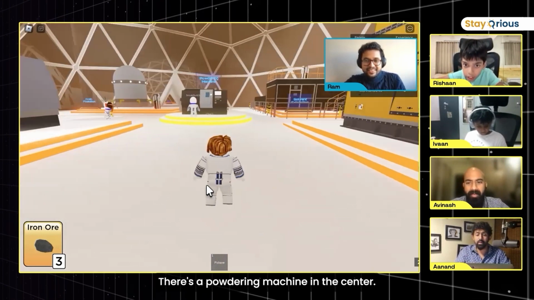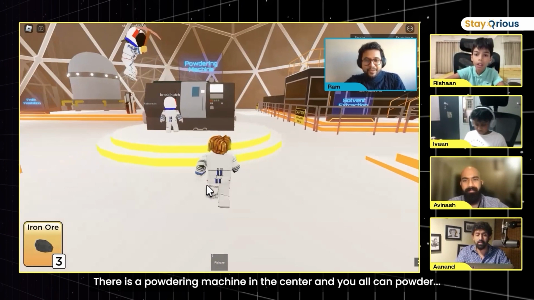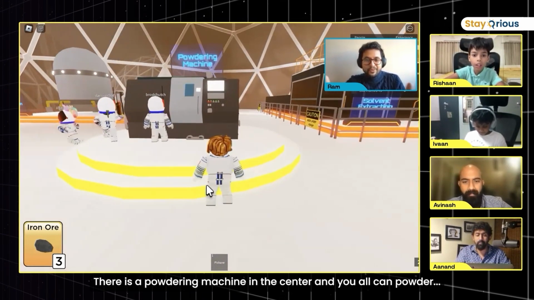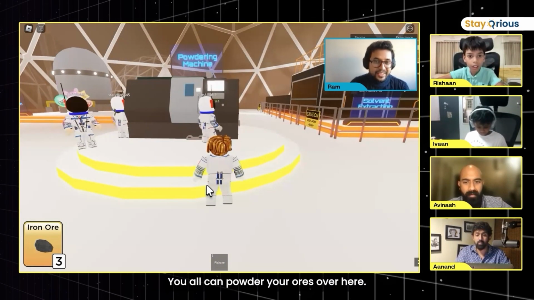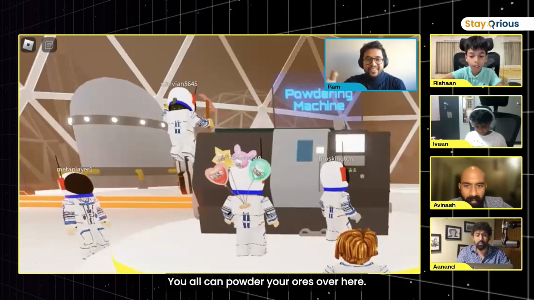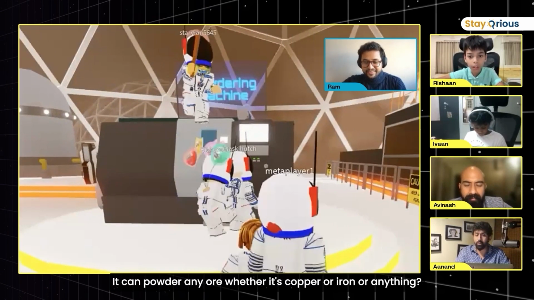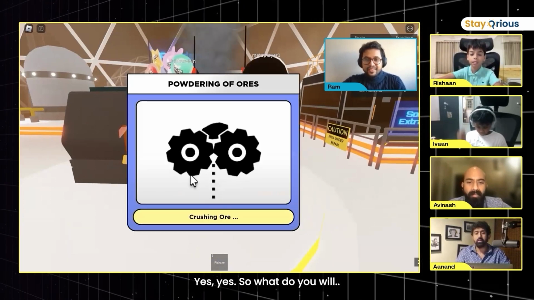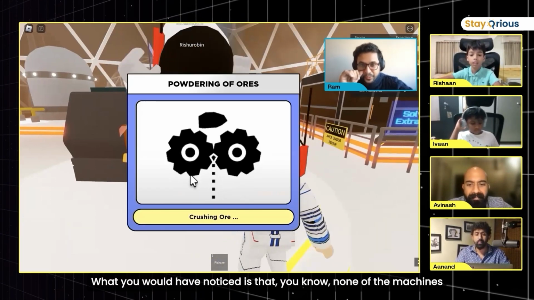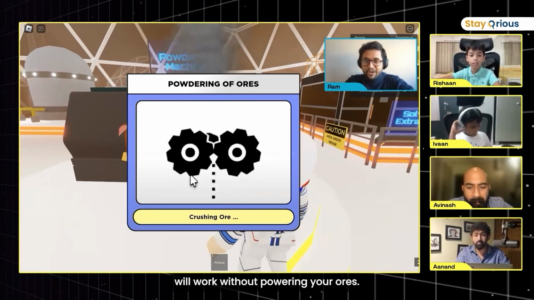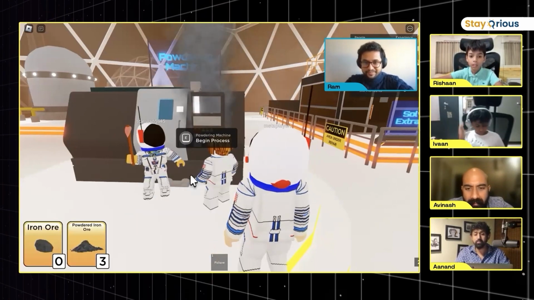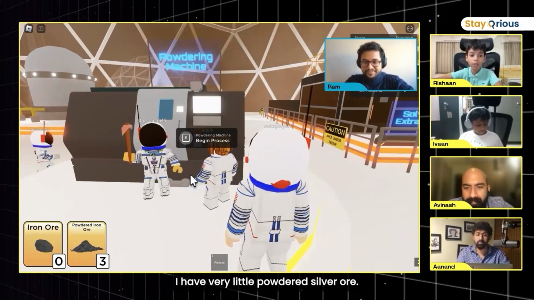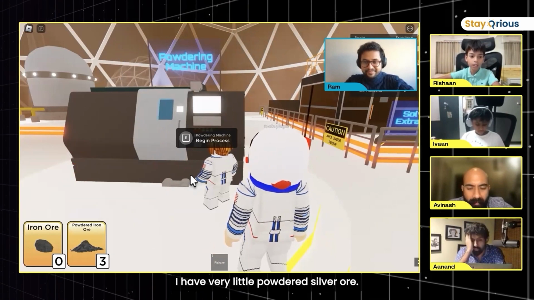Okay, there's a powdering machine in the center. There is a powdering machine in the center, and you all can powder your ores over here. It can powder any ore, whether it's copper or iron or anything. So what you would have noticed is that none of the machines will work without powdering your ores, right? And I have 34 powdered silver ore.